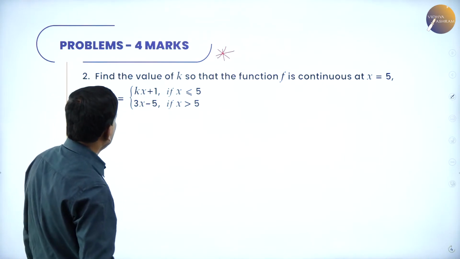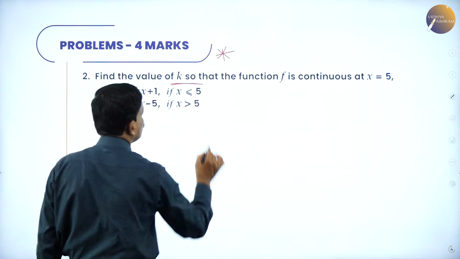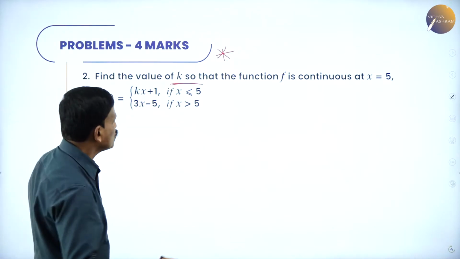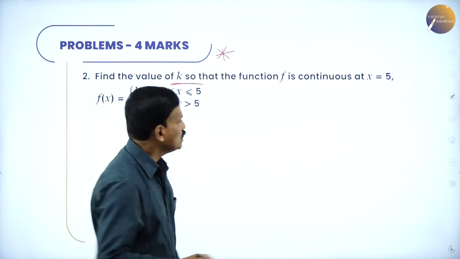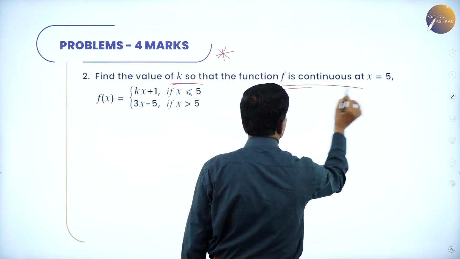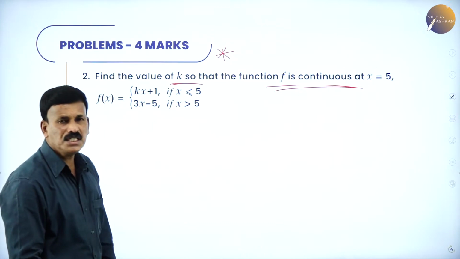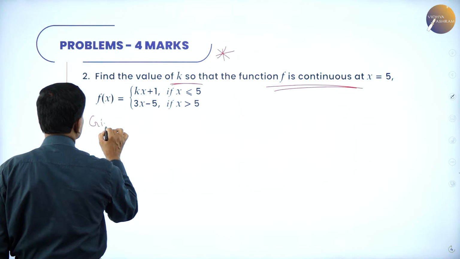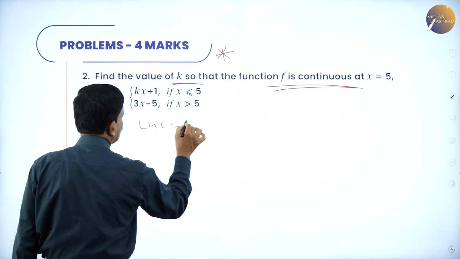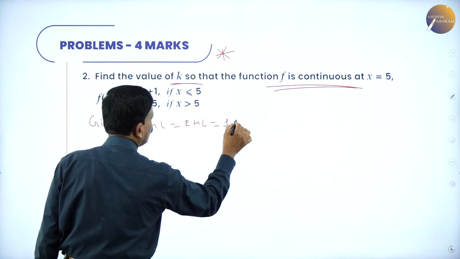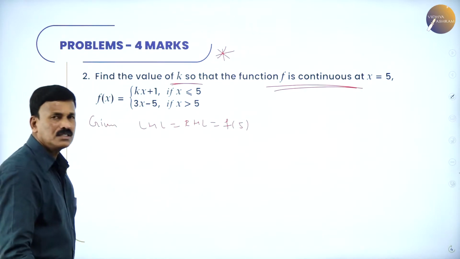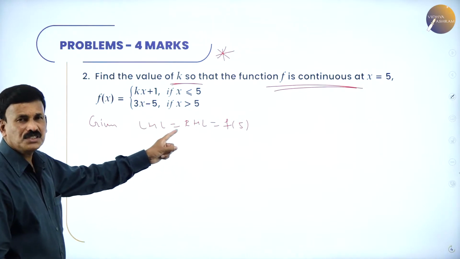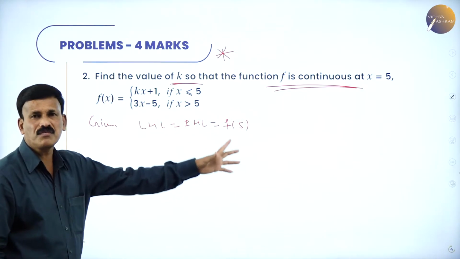Now, find the value of k. What is required is to find k, so that the function f is continuous at x equal to 5. So, listen, here it is already given that it is continuous at x equal to 5. That means, given that left hand limit is equal to right hand limit is equal to functional value. Right? The function is continuous at x equal to 5 means left hand limit exists, right hand limit exists, and they are equal to the functional value.